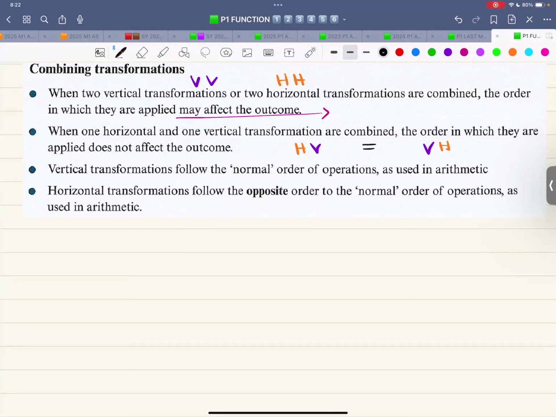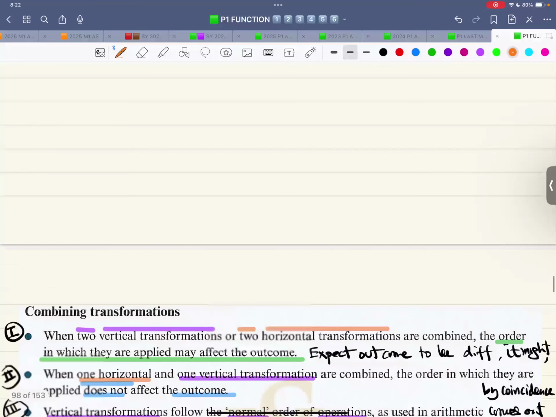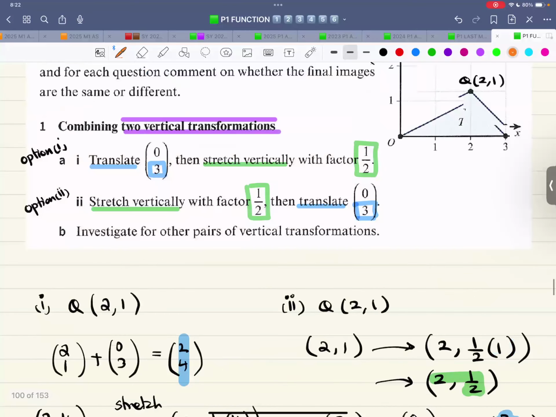Vertical transformations follow the normal order. So vertical transformations follow normal order. And similarly, horizontal transformations follow the opposite order to the normal order of operations. Now, what does it mean? Let me show it to you.